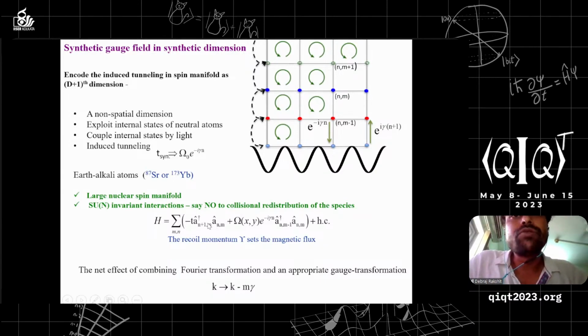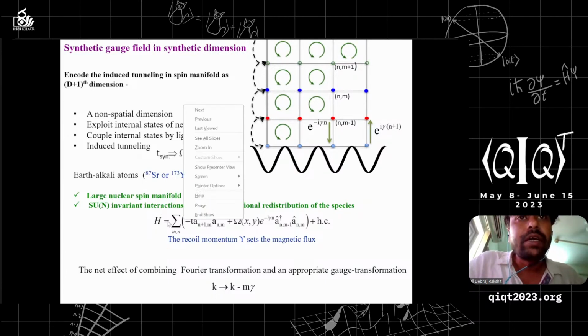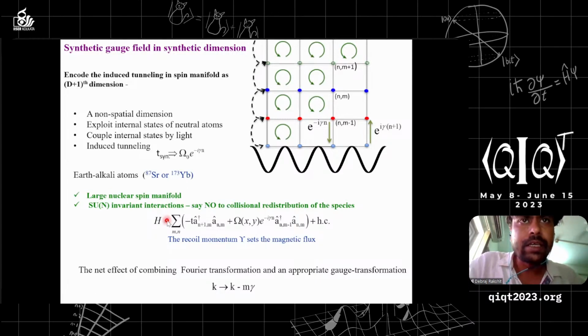And then, look into this Hamiltonian a bit carefully. There is one physical tunneling, going from one lattice site to another lattice site in the physical dimension. And this is what we are doing by light. We are coupling the different internal states by light. There is a phase associated, and this M is actually the index for different internal states. And then this effectively is like giving a momentum kick. So that's what you get, right?